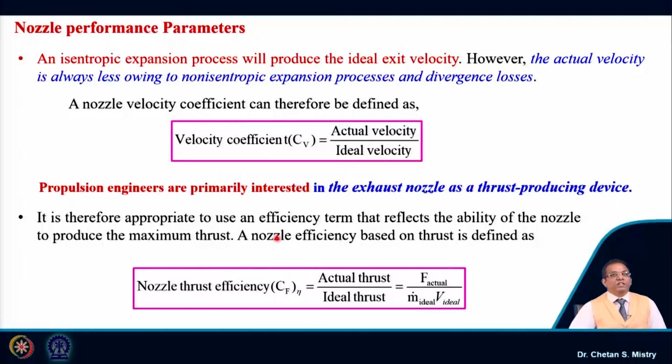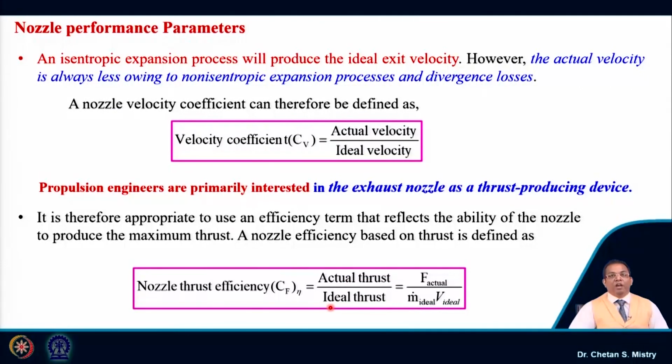Now, propulsion engineers are primarily interested in the thrust that will be generated by this nozzle, and that is the reason why they have incorporated the parameter called nozzle thrust efficiency, which is nothing but the actual thrust divided by the ideal thrust.